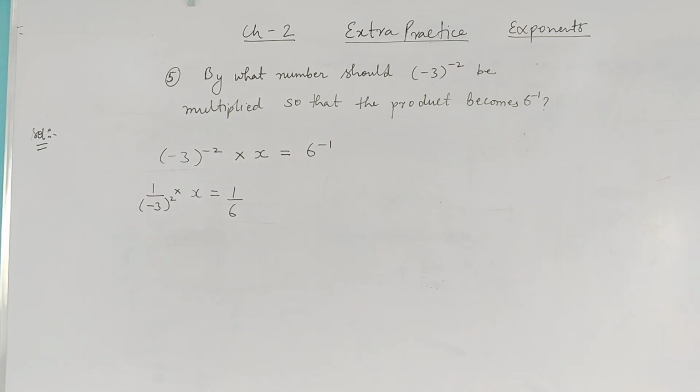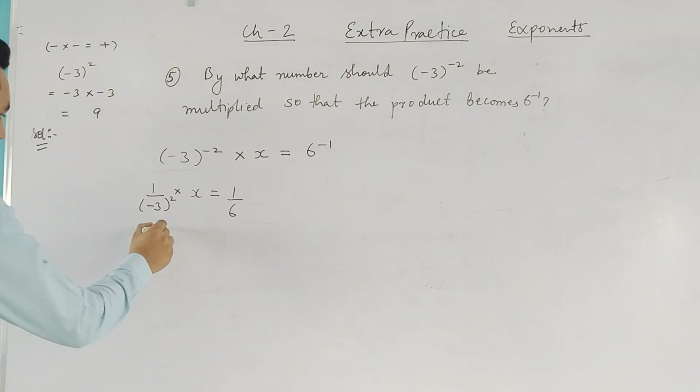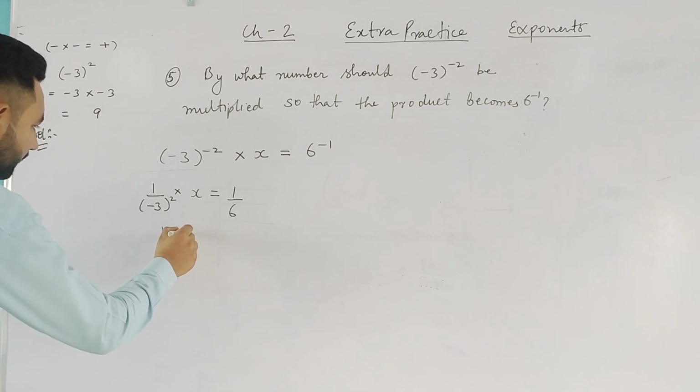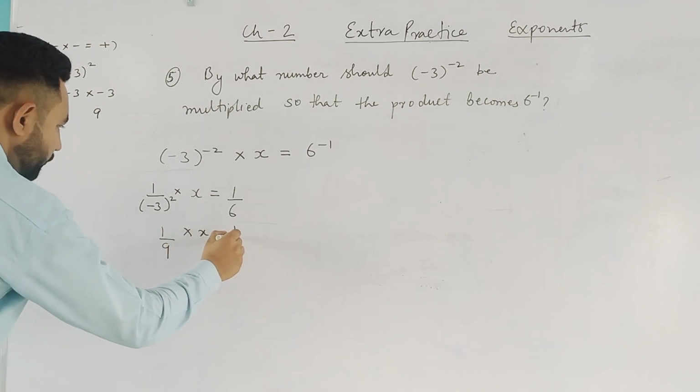Right? Now, what is minus 3 to the power 2? Minus 3 multiplied by minus 3. 3 threes are 9. And what is minus into minus? That is plus. Right? So here what can I write? 1 by 9 multiplied by x equals 1 by 6.